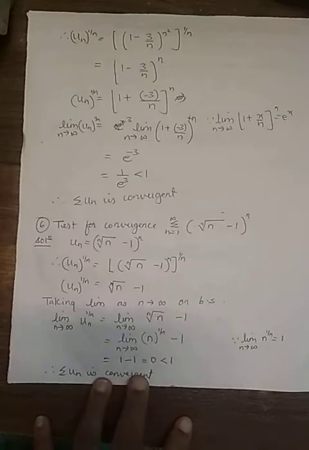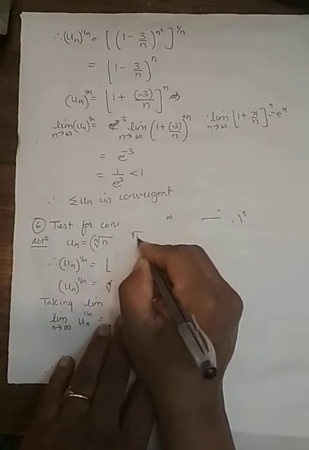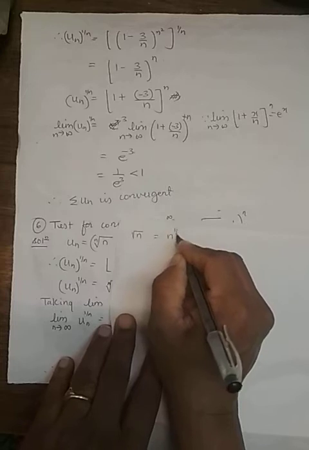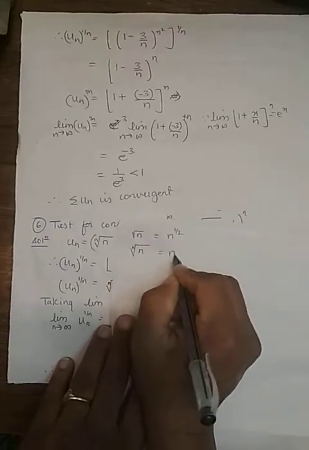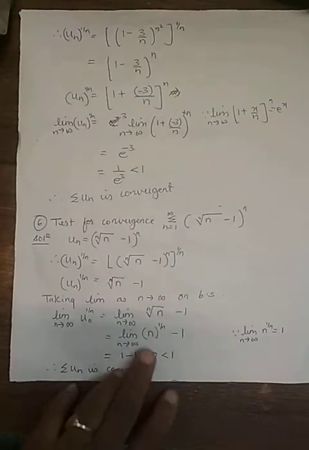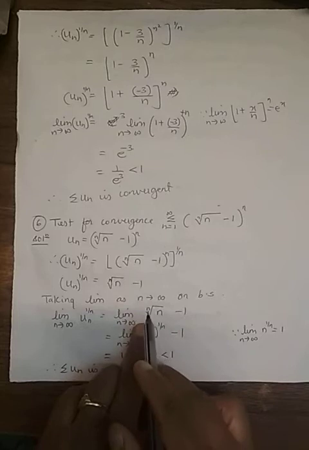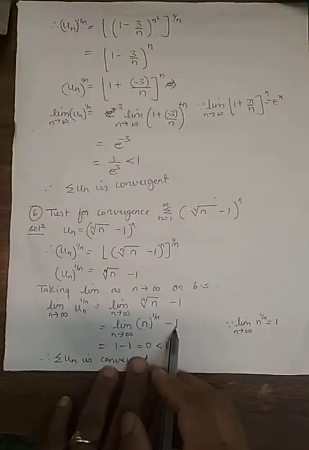Here whenever you are getting root n, what do we write? Root n means it is n raised to half. Like that, nth root of n means it is n raised to 1 by n. Okay, so that only I have done here. Nth root of n will become n raised to half minus 1.